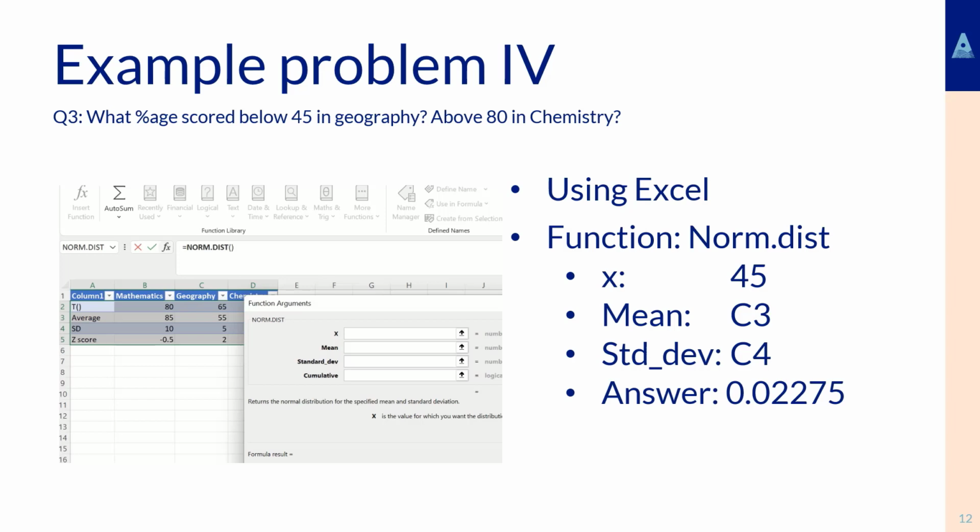So you can then do the same for above 80 in chemistry. Just remember when you're trying out the above 80 in chemistry calculation, everything's the same, but you'll always get the people below 80 in your answer. That's the way cumulative distributions work. It's from the left to the right in the chart. So if you want the number above 80, you have to calculate the answer in Excel for below 80, and then deduct that from 1 to get your correct answer.